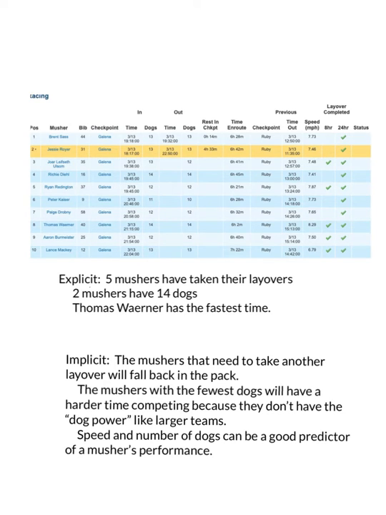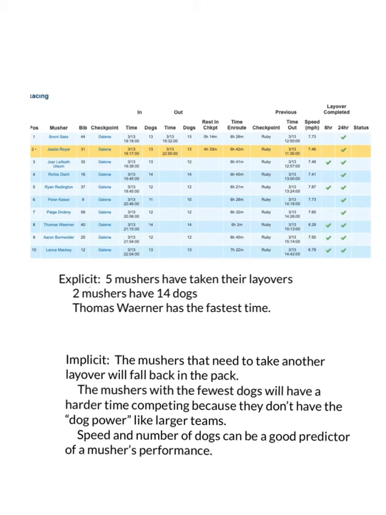For implicit information, I have to take those facts and draw my own conclusions, develop a thesis, come up with an opinion. So when I look at those facts, I can infer or draw the conclusion that the mushers that need to take another layover, the 8-hour, they're probably going to fall back in the pack. That while Brent Sass was in first place on this day, he's not going to stay in first place at least for a while, because he has to stop for 8 hours.